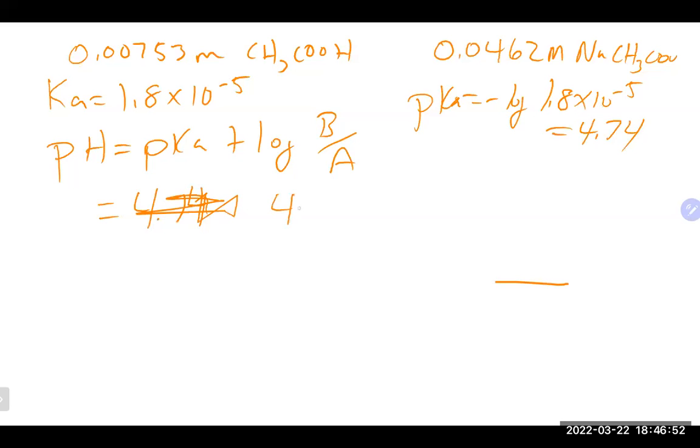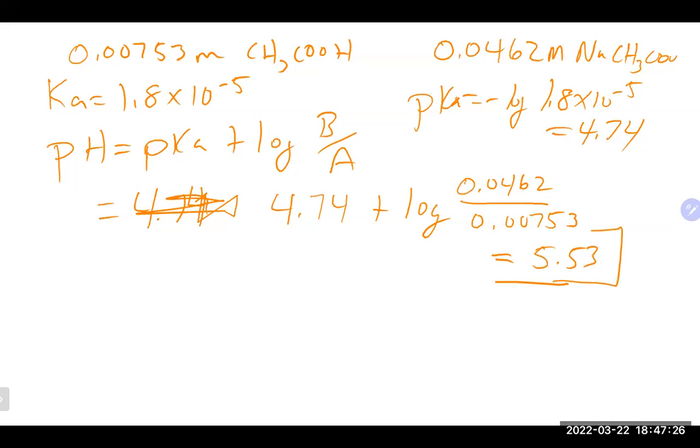So 4.74 plus the log. The one that's the base is which number? Yeah, the 0.0462, and our acid is our acetic acid here. So 0.0462 divided by 0.00753. Take the log of it and add 4.74. We'll call it a 5.53 pH at this point.